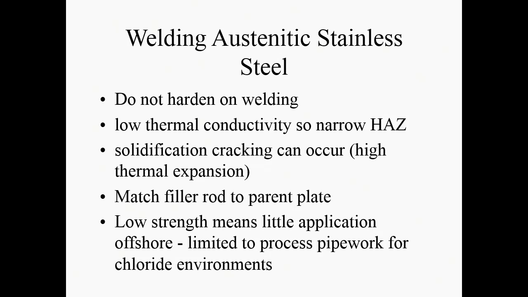So welding austenitic stainless steel is relatively straightforward. They don't harden on welding. It has a low thermal conductivity. Stainless steel has surprisingly low thermal conductivity. And that means the heat affected zone is narrow. They also have quite high thermal expansion coefficients, and this means we can get solidification cracking. So you deposit your weld metal at high temperatures, and the parent metal expands away, and it pulls the weld metal apart before it's solidified. So you get a crack right down the middle of the weld. And if you don't actually clamp everything together properly, you can get that happening.